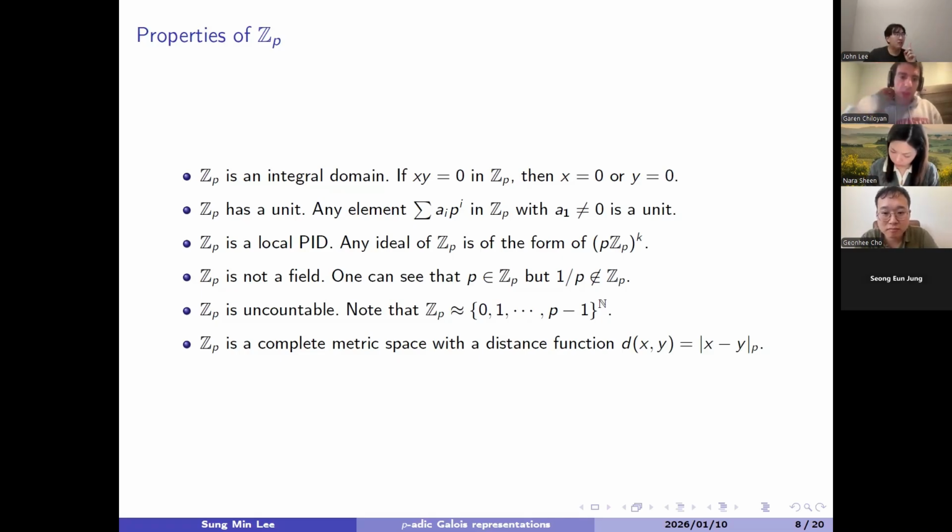So we have only a single maximal ideal, which is P times ZP. And every ideal can be generated in this form, a single element, p to the power of something. I think ZP is also a Dedekind domain. Yes, I think ZP is a Dedekind domain. So in the end, in this setting, everything will be the same. But in general, Dedekind domains and local PIDs are different. A local PID is sometimes called a discrete valuation ring, DVR, as well.